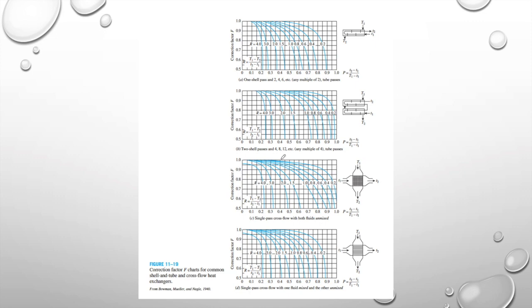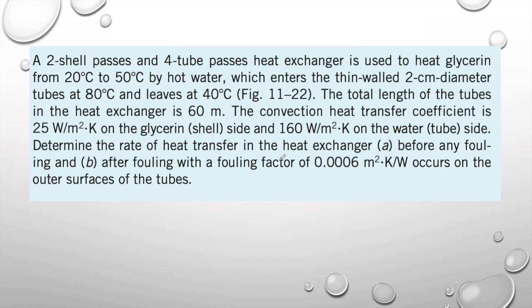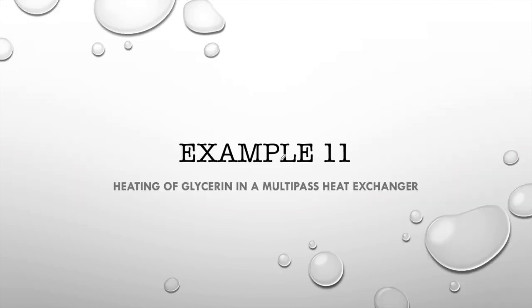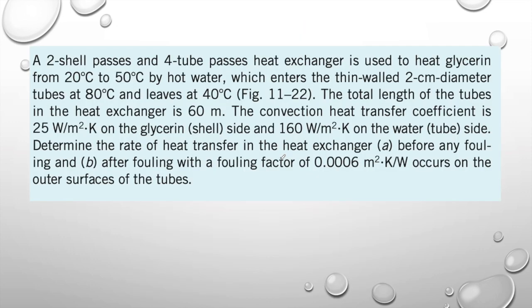Okay, so now our question is for multipass flow, a multipass heat exchanger. So what we have to do is refer to A and B only. We are not referring to C and D because C and D are cross flow. So let's take a look at A and B. In order to determine whether you have to use A or B, please refer to your question. Your question shows 2 shell passes and 4 tube passes, which means you have to refer to 2 shell passes.